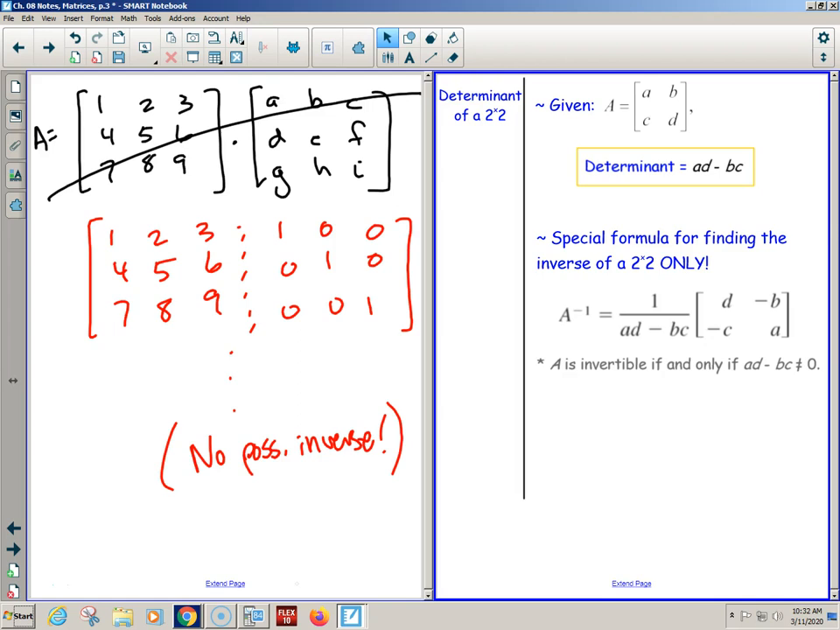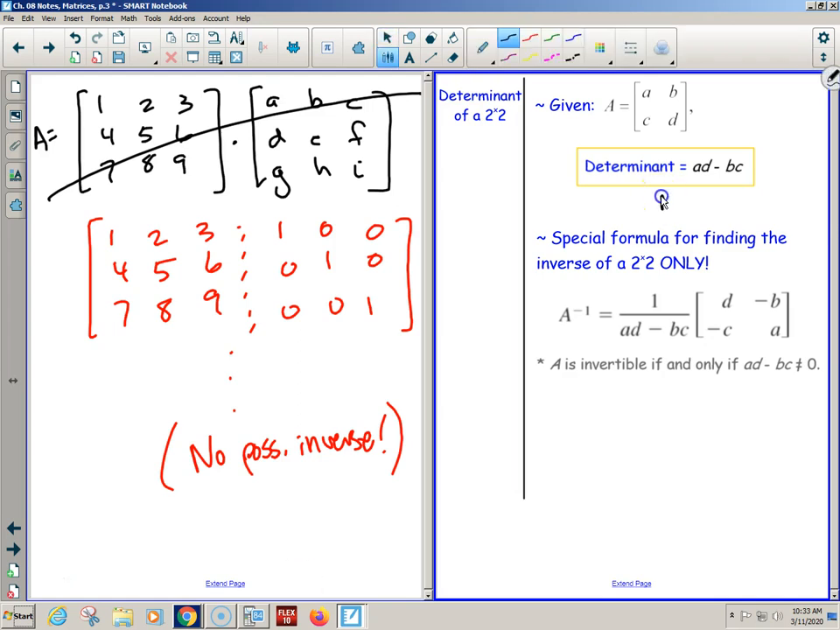Determinant. Okay, how does it work with a 2 by 2? Who's this guy? A11 and A22? Okay, and who's that guy? A12 and A21. So if you really wanted to, could you make a little formula out of it? If you really wanted to, but what's a better way?